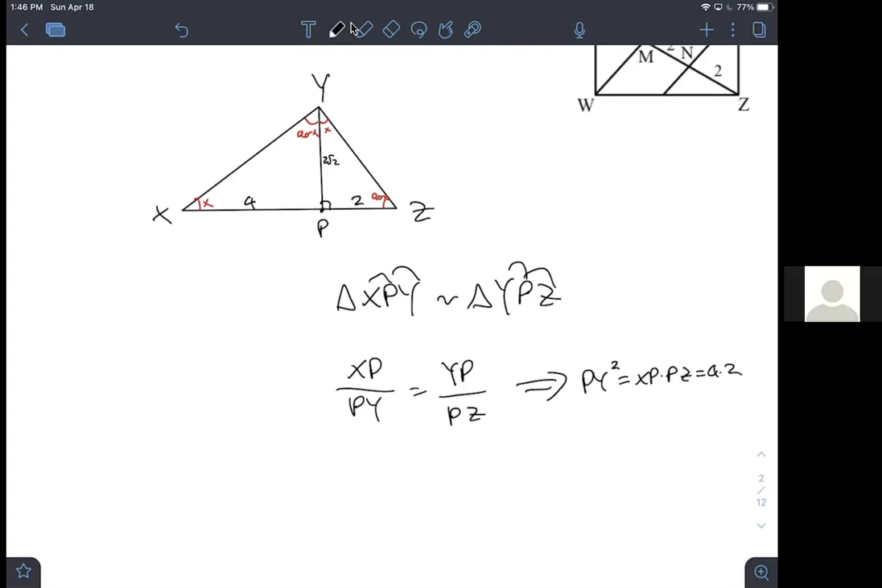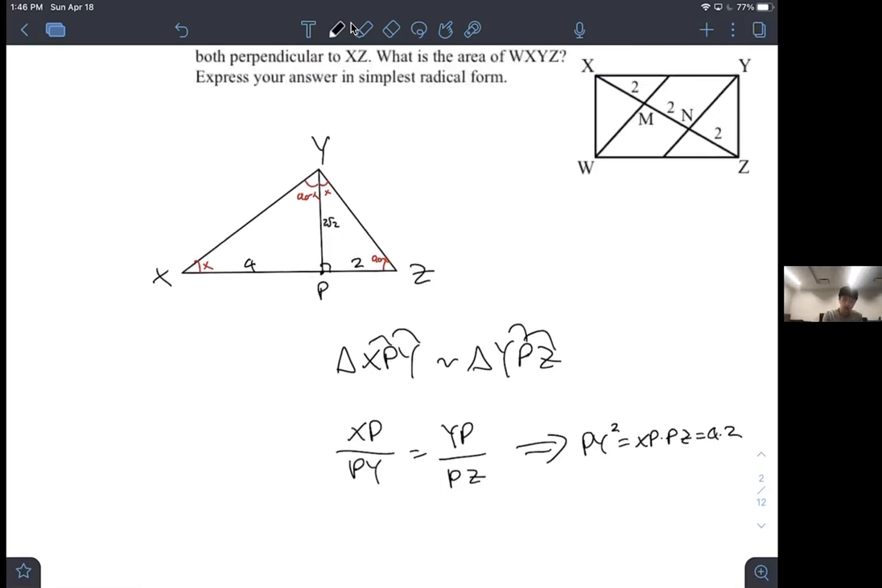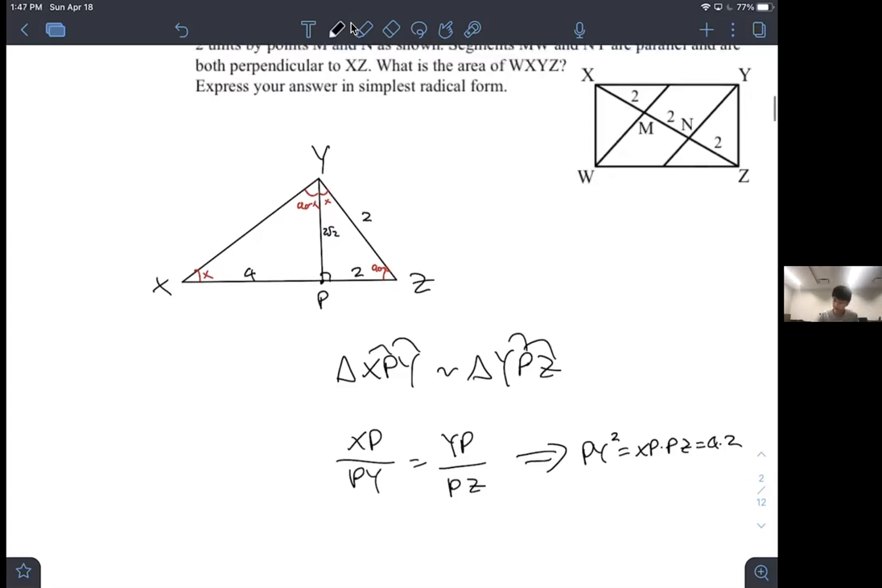And then from here, we can just calculate XY and YZ. YZ is the square root of 8 plus 4, so it's 2 root 3. And then over here, this one's the square root of 16 plus 8, the square root of 24, so it's 2 root 6.